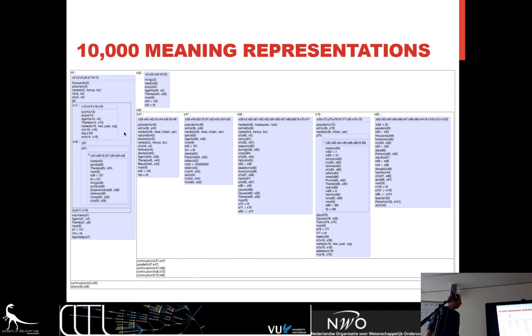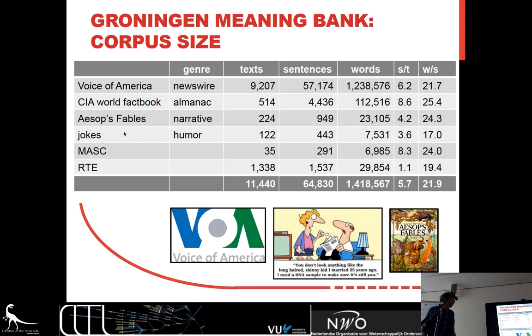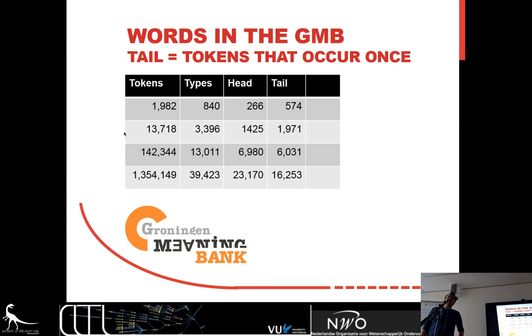And that's the aim. And what we do in the Groningen Meaning Bank, we had a lot of corpora that were in the public domain. So you've got an American propaganda newspaper, Voice of America. You've got fables, the CIA Factbook, some jokes, and existing corpora. And you've got about 1.4 million word tokens. That's not bad. And then, okay, let's look at the tail. How bad is it? Now, the tail is defined here as a word token that only occurs once in the whole corpus.